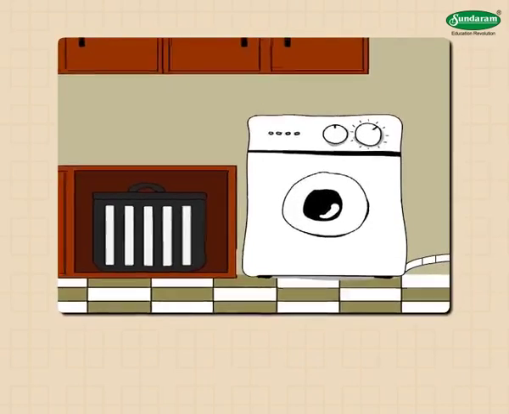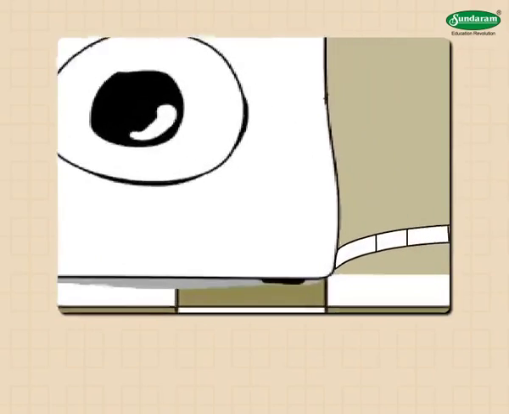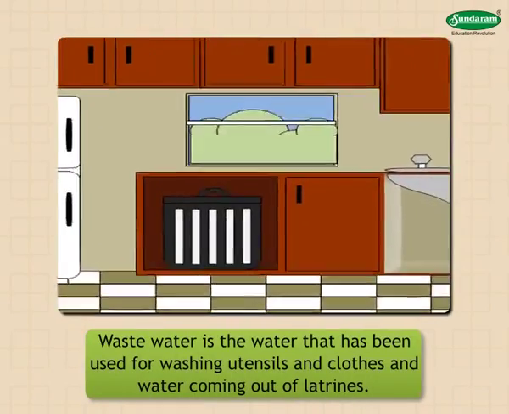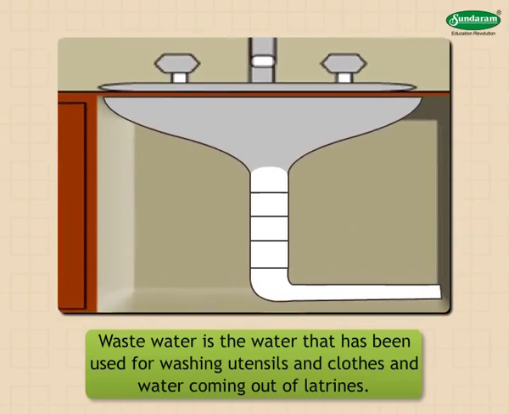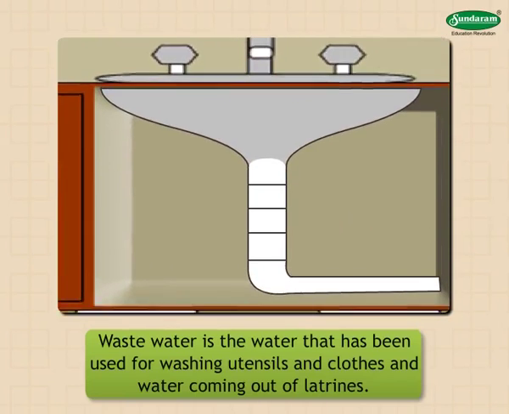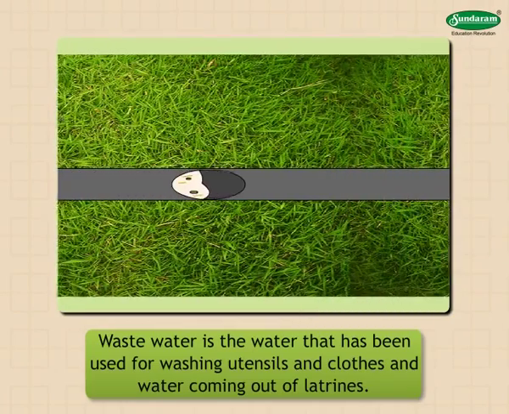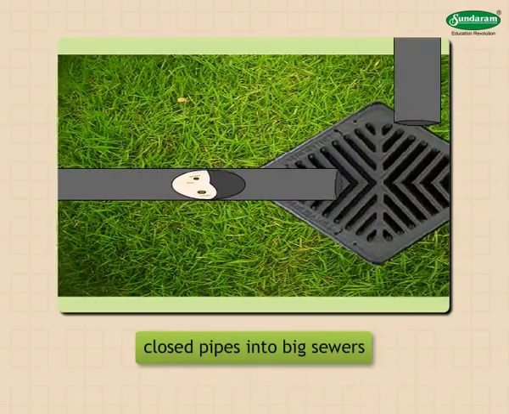Disposal of wastewater. It is important to dispose properly of wastewater produced in the house. Wastewater is the water that has been used for washing utensils and clothes and water coming out of latrines. All this water is carried through closed pipes into big sewers.